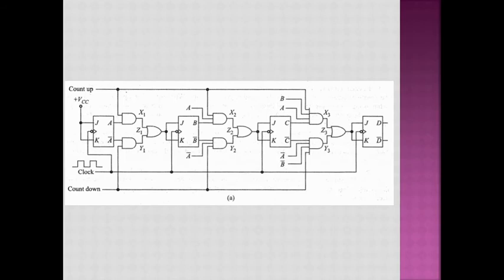That is, in a count up mode, whenever the count up line and ABC are high, X3 is going to be high, and J and K are going to be high, and D is going to toggle on the next negative edge of the clock pulse.